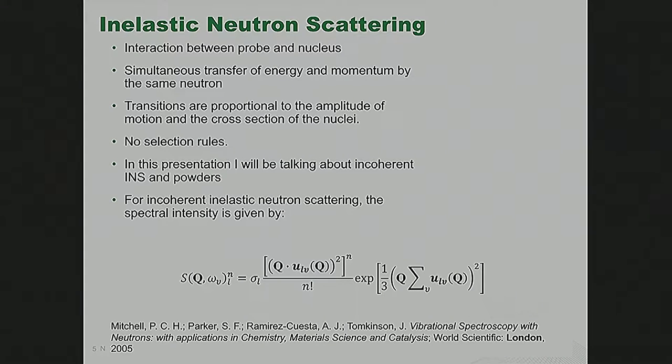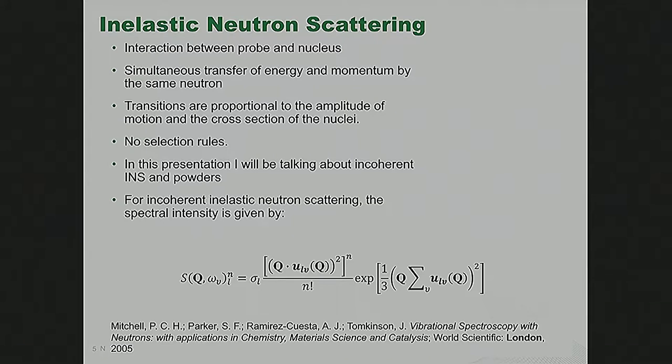So very basically, what you have in inelastic neutron scattering is the interaction between the probe, that is the neutron, and the nucleus. There is a simultaneous transfer of energy and momentum done by the same neutron. For example, if you do X-ray scattering, or in general light scattering, you will use one wavelength. For example, in Raman, the laser. You will use that wavelength to probe the vibrational motions. At the same time, if you want structural information, you need to use an X-ray. So these are two very different things, and you need two photons to probe two things. The neutron actually probes those things simultaneously.